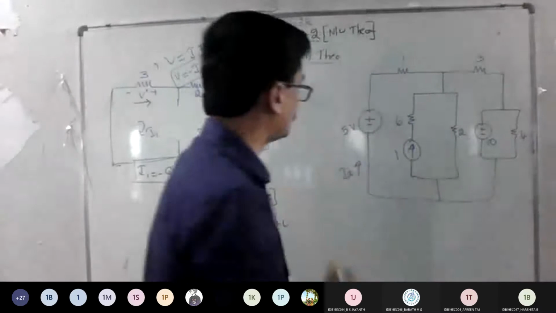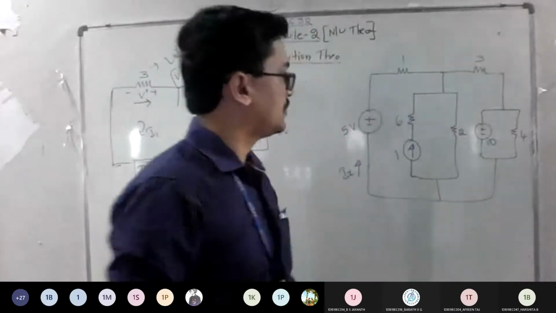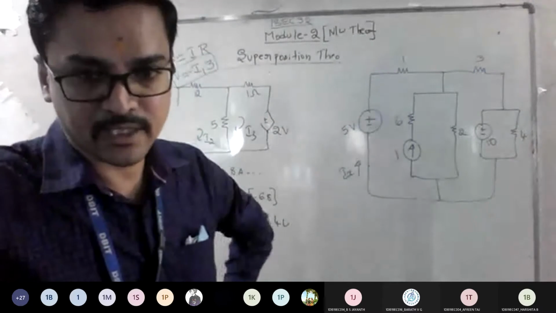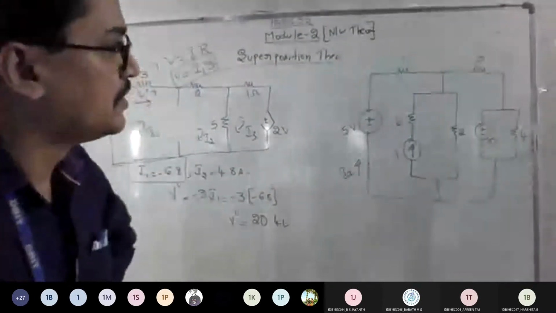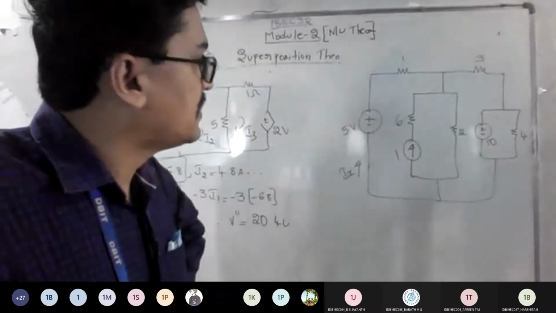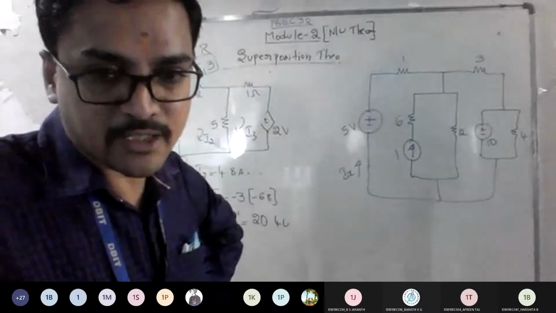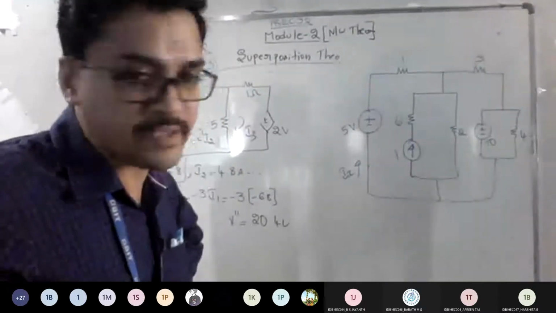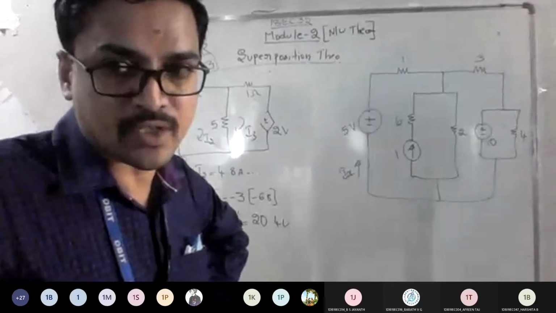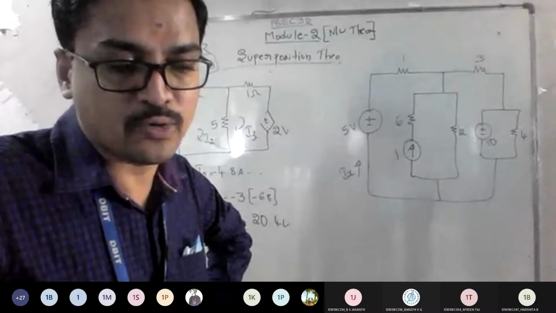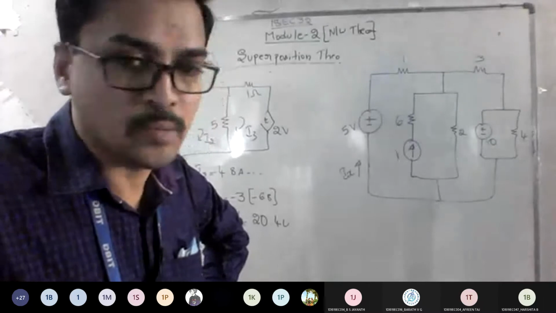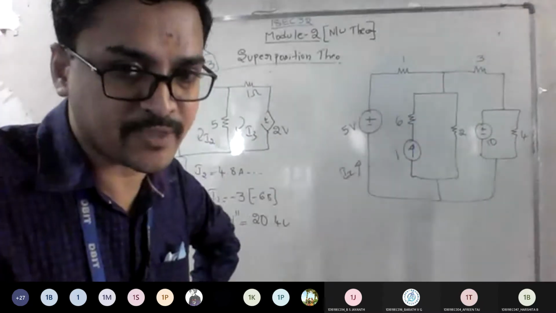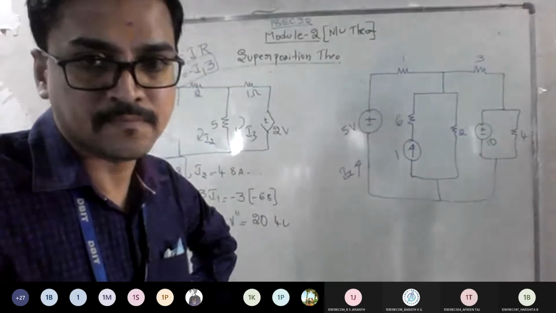Look at the question. However the network is, stick to the procedure. Don't get yourself into a dilemma. Look at the question carefully. If they ask you to solve the same question using source transformation, I hope everyone remembers the source transformation logic. Yes or no? Source transformation. If they ask for the same problem using source transformation, how will you solve it?